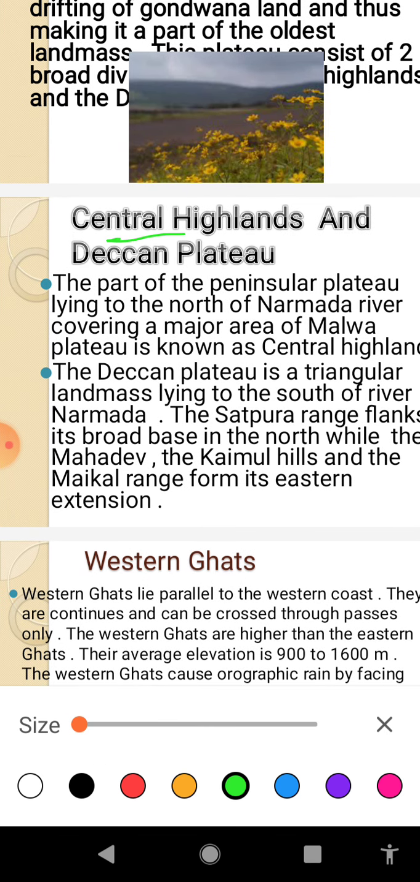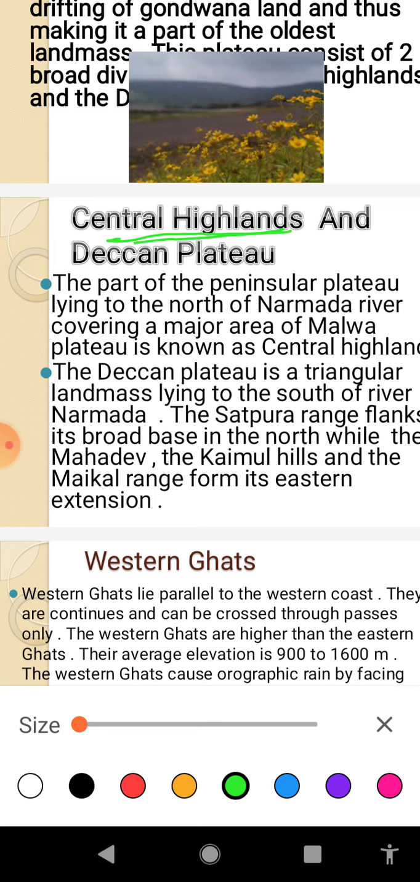The Central Highland is the part of the peninsular plateau which lies to the north of the Narmada River, and covers a major area of the Malwa Plateau. It is bounded by the Aravalli Range in the west and the Vindhya in the south. The further westward extension gradually merges with the sandy and rocky desert of Rajasthan. The rivers draining this region are the Chambal, the Sindh, the Betwa, and the Ken.